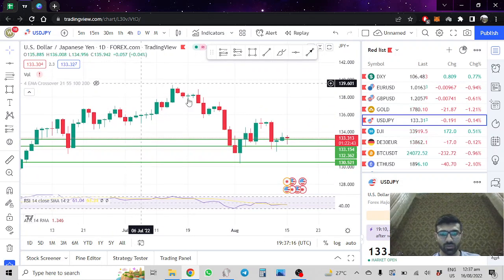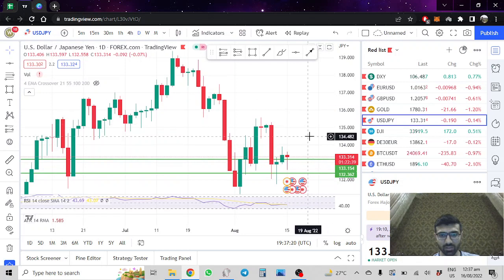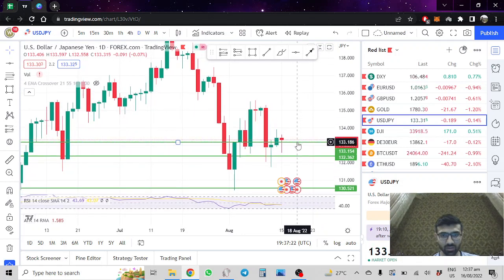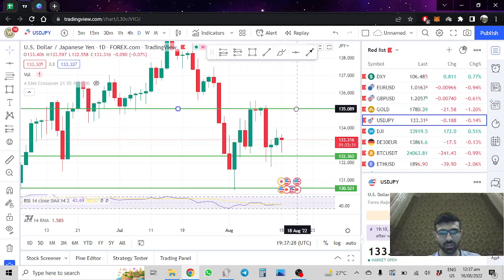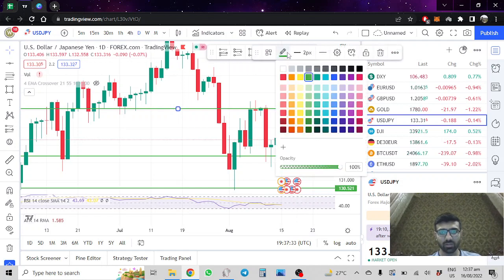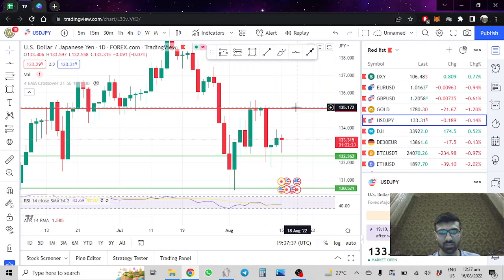As you can see, this area of interest is being respected again. So we are gonna make our next resistance level over here. I'm gonna mark this one red so you guys know that this is the recent resistance level in our daily zone. From here we will be looking for potential short trades.